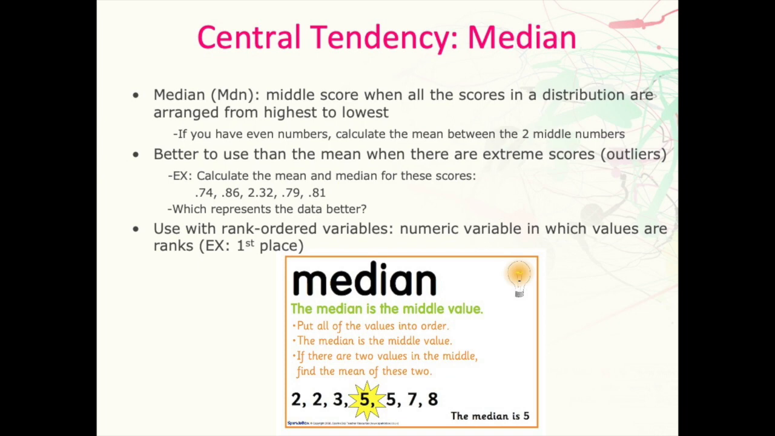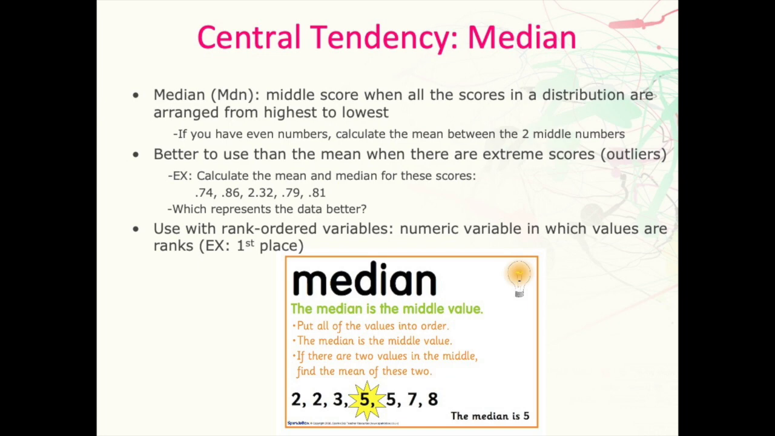All right, so it is better to use the median than the mean if there are extreme scores, which are also known as outliers. You can get an understanding of what I'm describing if you calculate the mean and the median for those scores. If you calculate the mean and you include all 5 of these scores in it, you're going to also include that outlier of 2.32, and that is going to positively skew your data to the right because that outlier of 2.32 is pulling the mean towards it. So the mean is going to be a higher number than the majority of the numbers there. It's going to be like 1 point something. I can't remember. You'll calculate it.